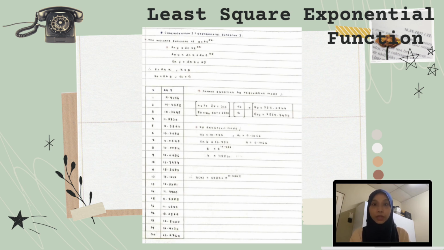So the final equation is log y equals log b plus ax, where a0 equals log b and a1 equals a.